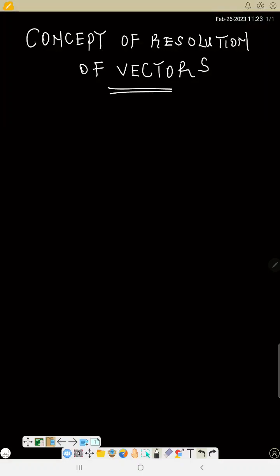Let's do the concept of resolution of vectors. Before we do the resolution of a vector, if I have a line like this, it is a horizontal line. If I have a line like this, it is a vertical line. Now, if I have a vector like this vertically and also horizontally, remember these two vectors are at 90 degrees to each other.